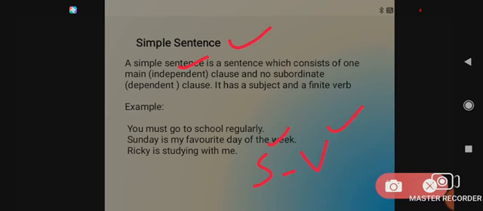For example, you must go to school regularly. This is a complete sentence. It's not connected by a conjunction to any other sentence, nor is it dependent on any other clause to make complete sense. Sunday is my favorite day of the week. Ricky is studying with me. These are all complete sentences, right?